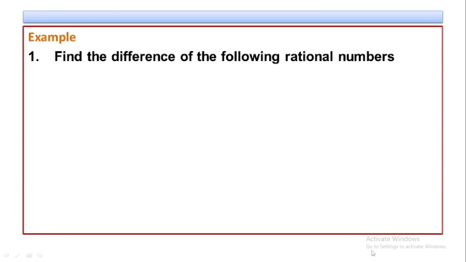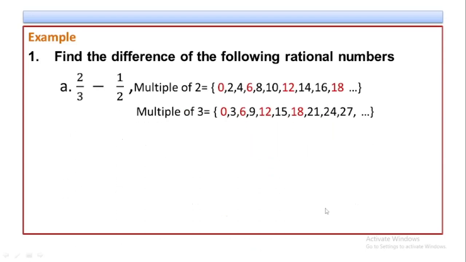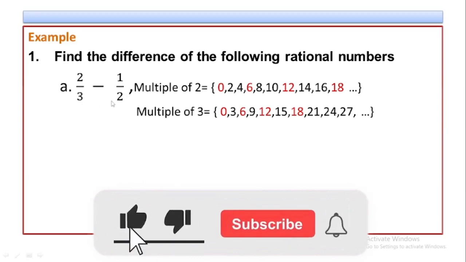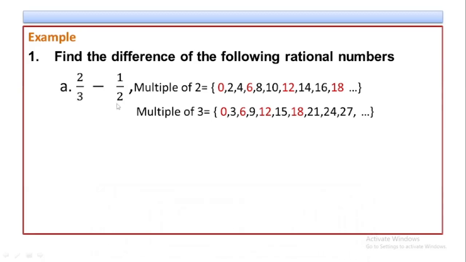Find the difference of the following rational numbers: 2 over 3 minus 1 over 2. Now look, 2 and 3 are the denominators, which are not the same. Now according to the rule, find the LCM of 2 and 3. It is easy to find the LCM of 2 and 3 because they are consecutive numbers.